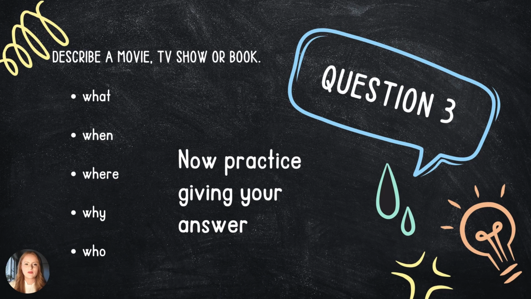So let's say we're talking about a book. What is the book? The title. When did you find this book? Where is the setting of this book? Why do you enjoy this book? Who are the main characters? So now think of two of these and then practice giving your answer for 1 minute. Remember to follow the organization and use transition.